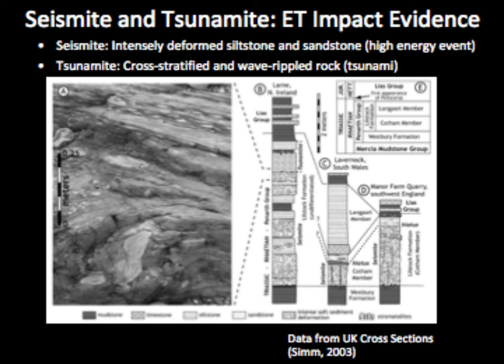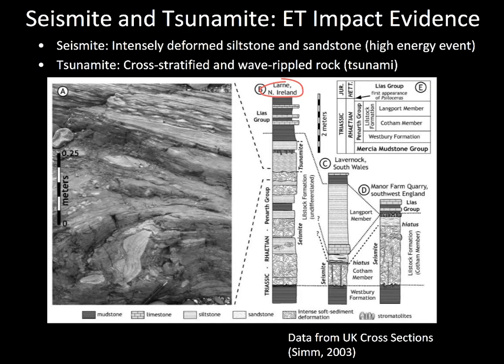What they're seeing at different cross-sections in the UK, this one over here is from Ireland, this is from South Wales, and this is from southwest England. Here would be the boundary between the Triassic and Jurassic period. And what they're seeing preceding or right before this boundary in the rock record is the presence of both of these high-energy event deformed styles of rock. So that means that some high-energy event happened in the terminal Triassic that resulted in rock looking like this. It couldn't have been supervolcanism that would create rock of this nature. So the thought there is that it was an extraterrestrial impact.